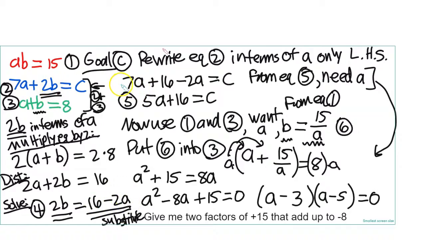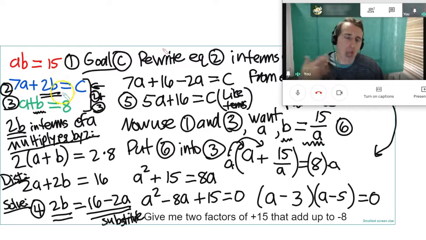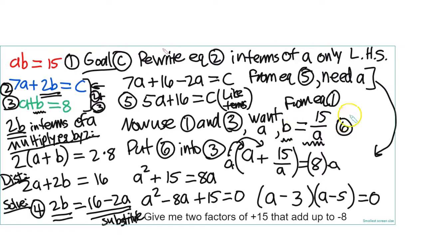So we get 7a plus 16 minus 2a equals c. But that's if you do like terms. If you do like terms, then that's 5a plus 16 is c. So we're still not there yet because we still don't have a. Now we need to use equation 1 and equation 3 because equation 1 is the only equation we haven't used so far.